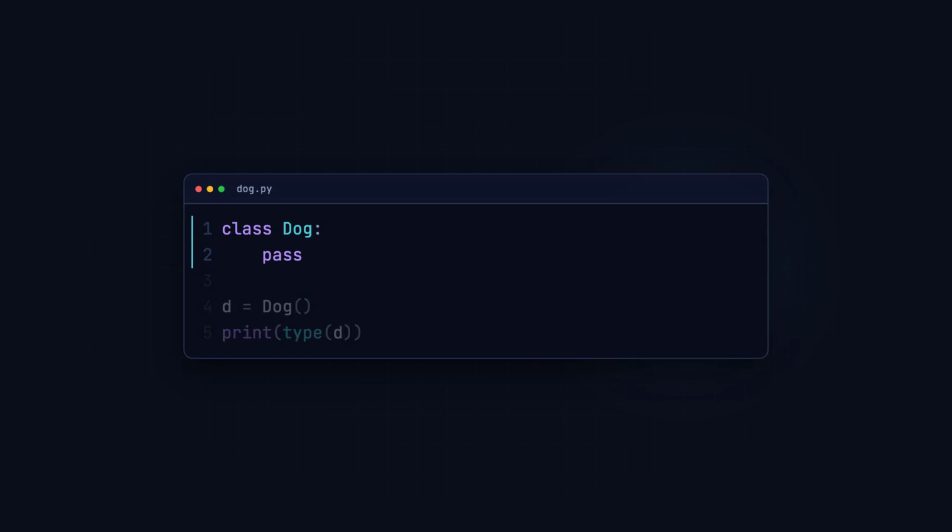We start with the keyword class, then the name Dog, then a colon. The word pass is a placeholder that means the class body is intentionally empty for now.